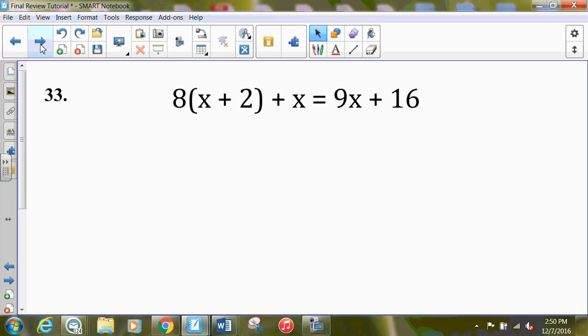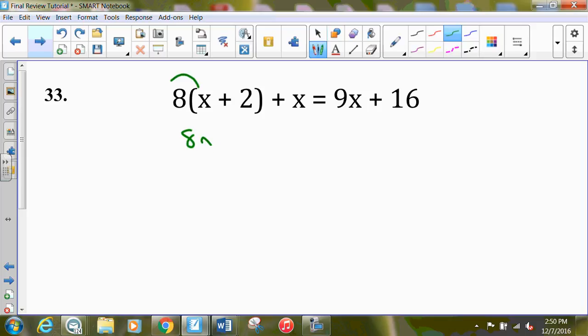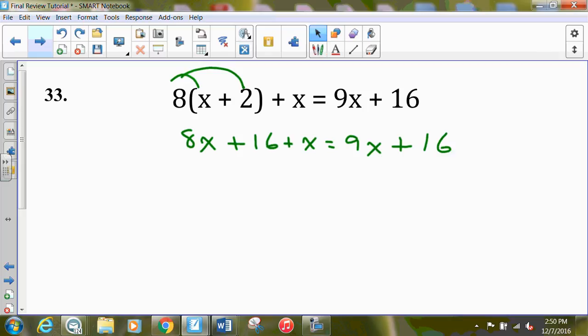Okay, once again, DC-GAM, we're going to distribute first. So 8 times x is 8x. 8 times 2 is 16. And I'm going to rewrite the rest of the problem. And then step 2 is always combine like terms. That's what the C stands for. So the DC part of DC-GAM is distribute. That's the D. The C is combine like terms.